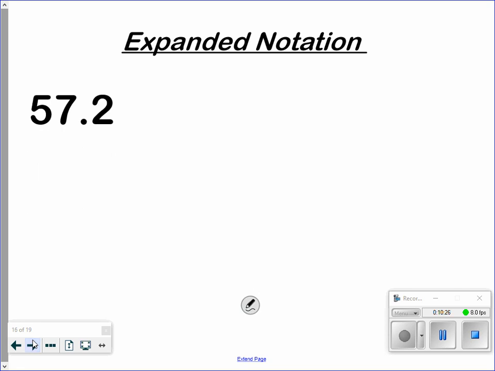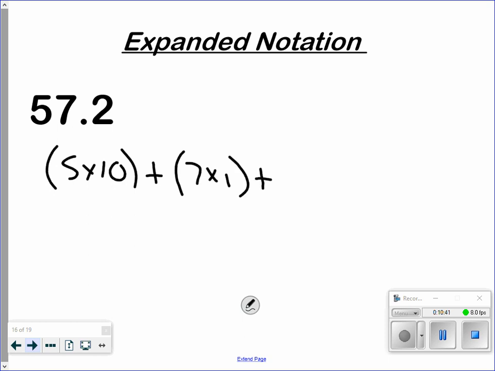Expanded notation, here's the number, 57.2. So how do you write that in expanded notation? We have 5 times 10 plus 7 times 1 plus 2 times 0.1. That's your expanded notation right there.